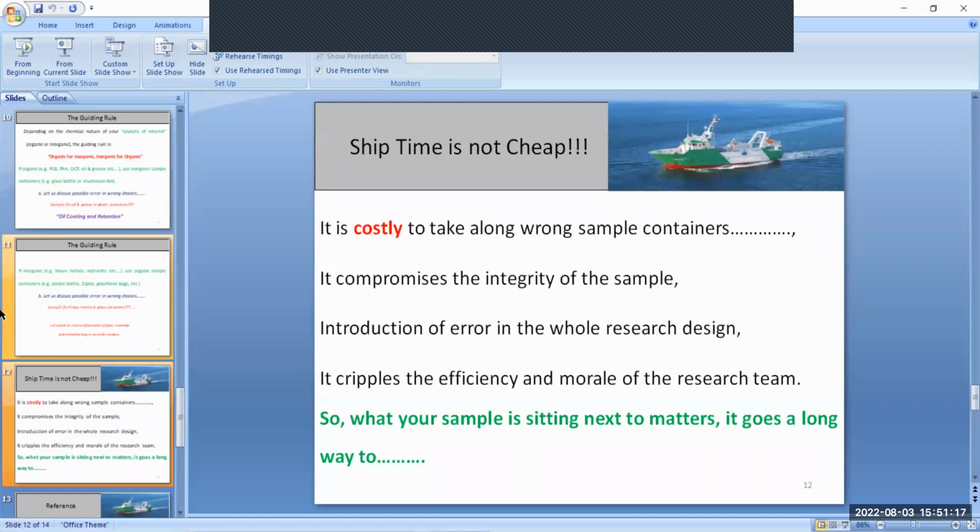So what your sample is sitting next to matters, and it goes a long way to determine the effectiveness of the whole project design.